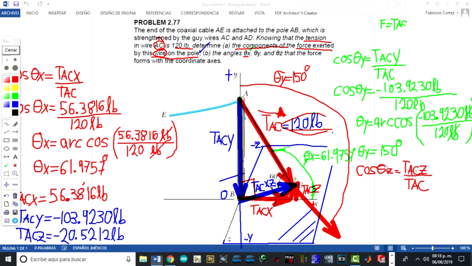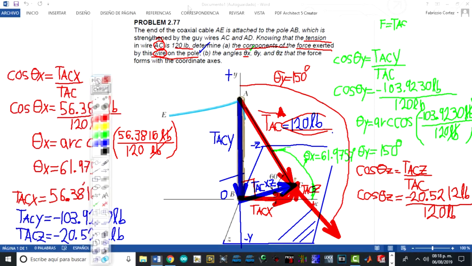So we calculate this data, we have this value, and we have this value from the beginning of the exercise. So we can say that cosine of theta x equals TACC, that will be this value, minus 20.5212 pounds, divided by the magnitude of the vector, that will be 120 pounds. So we're going from this equation to isolate for theta c.